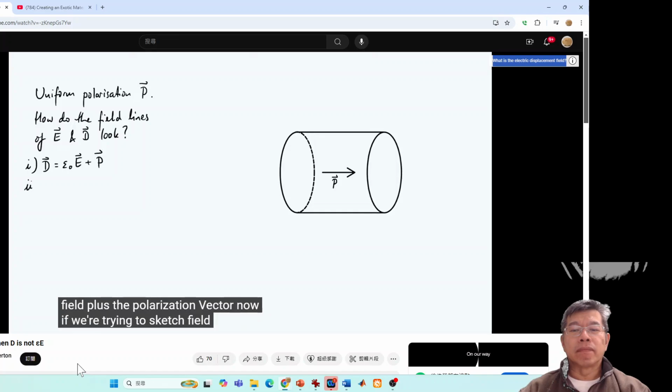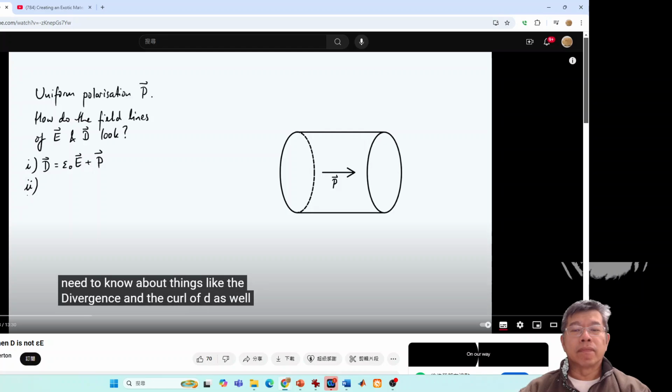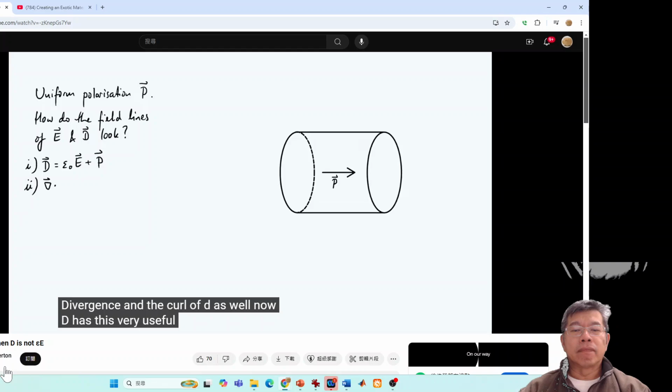Now, if we're trying to sketch field lines, we need to know about things like the divergence and the curl of D as well. D has this very useful property that its divergence is given by the free charge density in the system, where free charge is just any charge that's not a result of polarization.